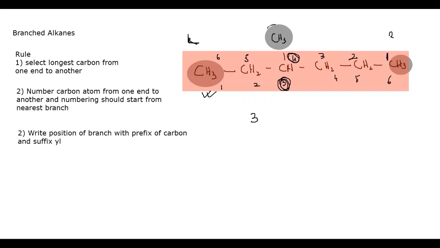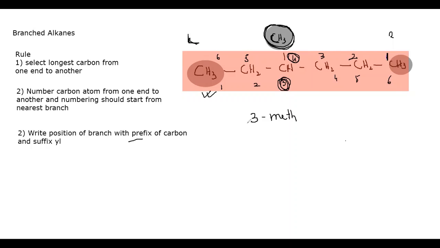How many carbon atoms are there in a branch? This is a branch. You can see here, this is a branch. How many carbon atoms are there in the branch? 1. So what prefix do we use for one carbon atom? It has one carbon, so for one carbon, we will say meth.